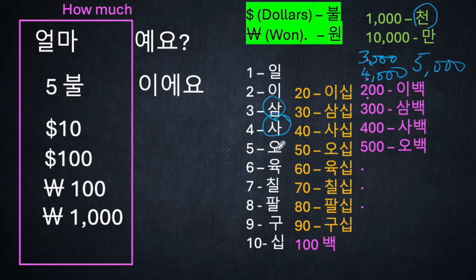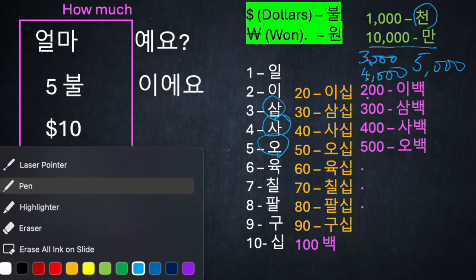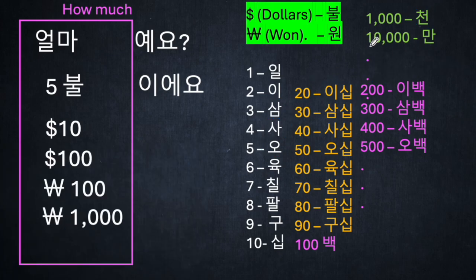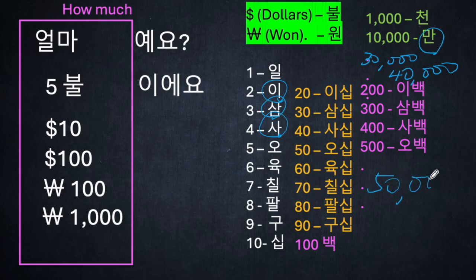5,000. You get it. 10,000 is 만. So how would you say 20,000? That'll be 2만. How about 30,000? 3만. 40,000? 4만. 50,000? 5만. You get it? Okay.